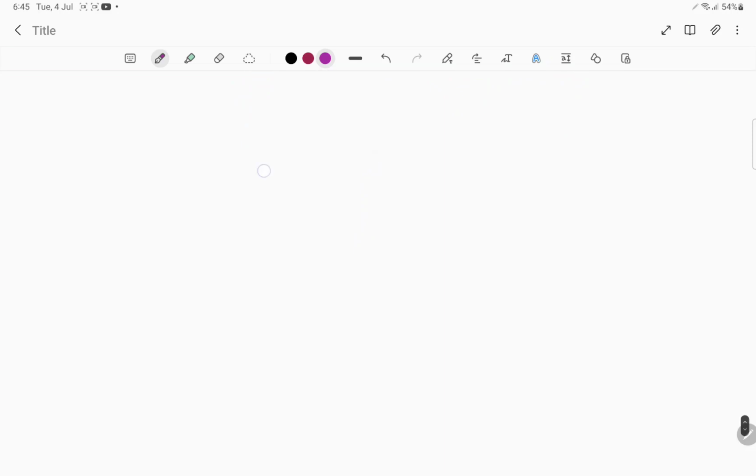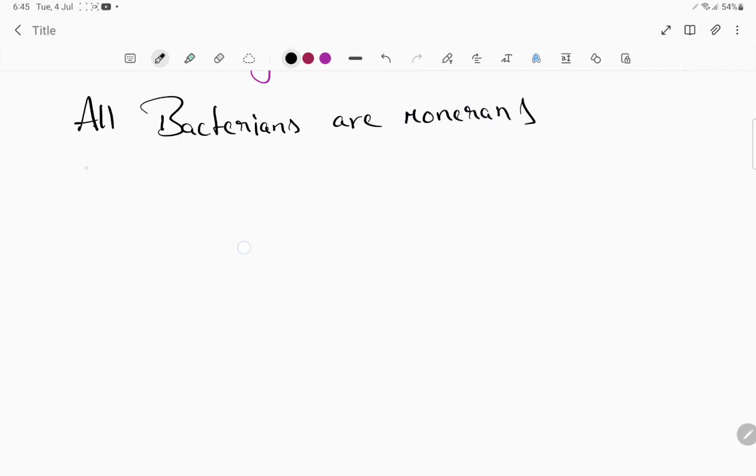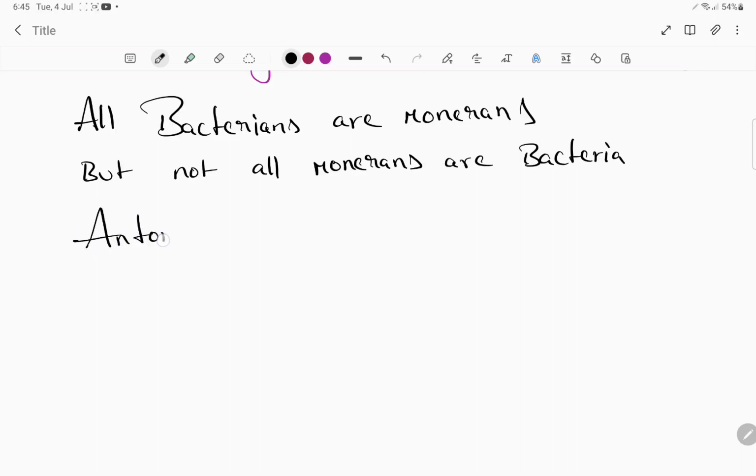Next, coming to the bacteria. You have a statement here: all bacteria are monerans, but not all monerans are bacteria, right? So these are the sole members of Kingdom Monera. It was Anton van Leeuwenhoek who first observed bacteria. So he is the father of microbiology.